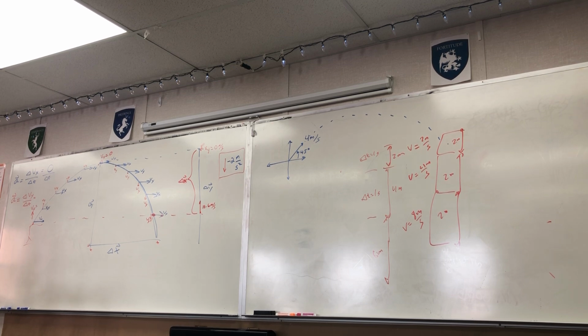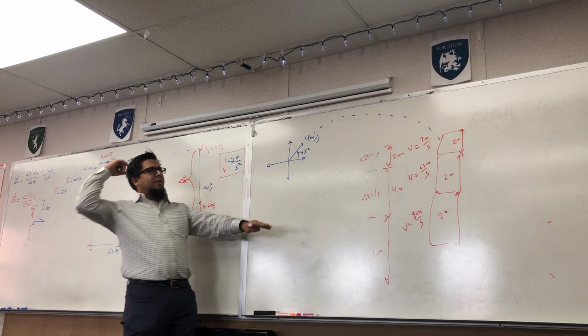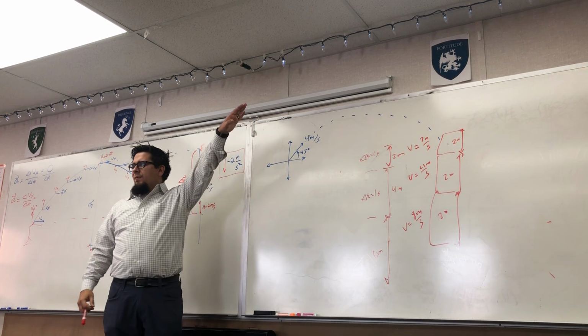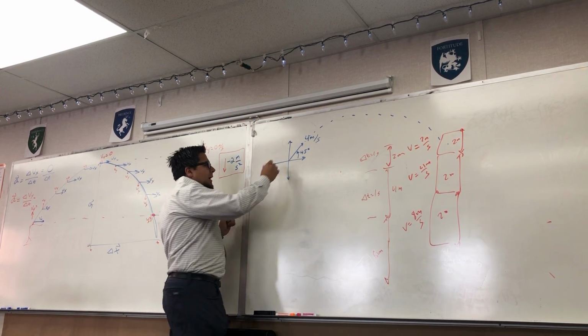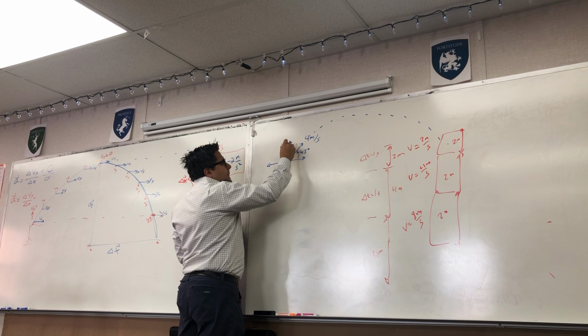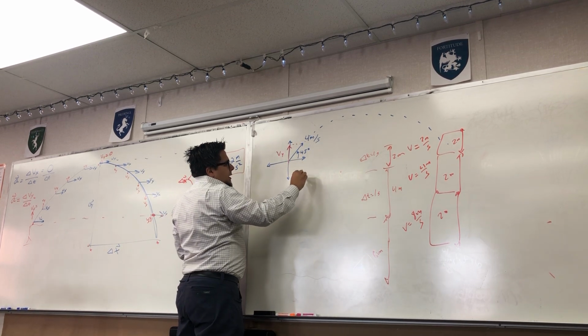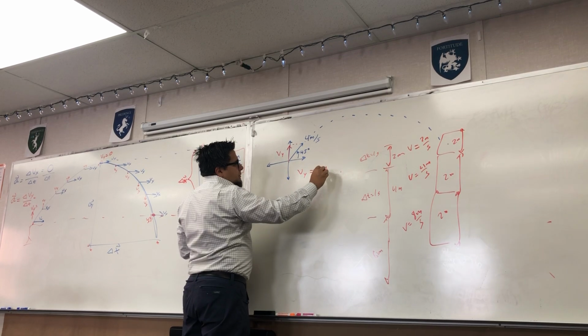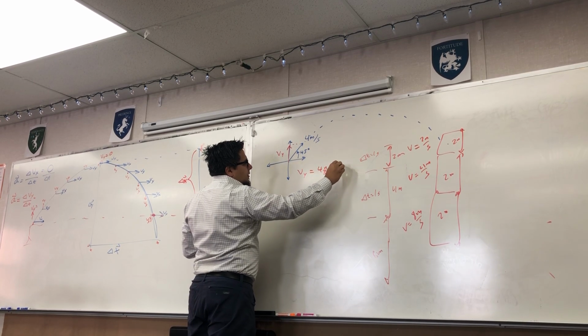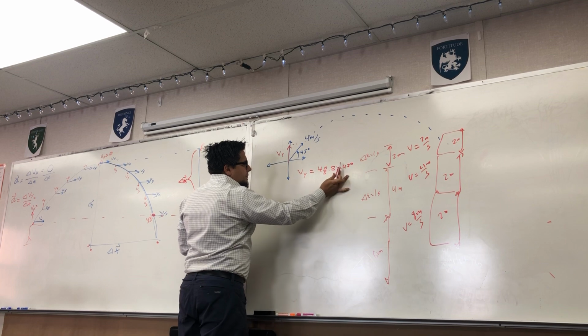What was the one for feet per second? 32 feet per second squared. All right, so let's look at the y component of this thrown football. How do I calculate the y component? If I throw it at 4 meters per second at a 45-degree angle, what is my y component? Good. My y component is 4 meters per second times sine of 45 degrees.